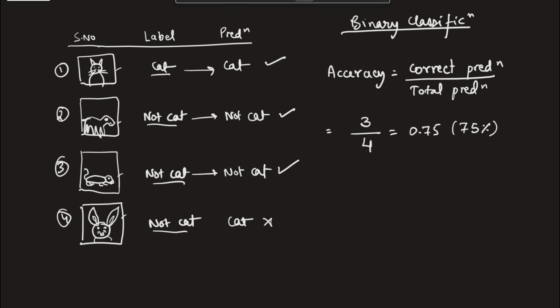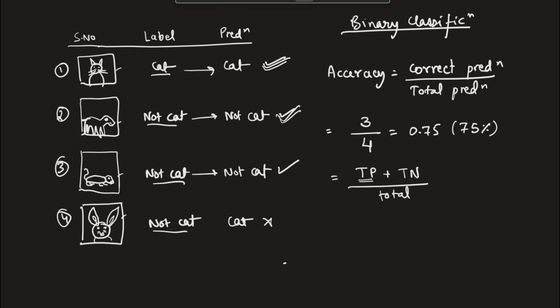Sometimes the alternate formula, that is true positive plus true negative divided by total predictions, is used. So let us see if this matches our formula. The true positive cases are the ones where the prediction is true and the class is positive, that is cat. And in true negative, the predictions are true and the class is negative, that is not cat. So cat to cat is a true positive case and not cat to not cat is a true negative case.